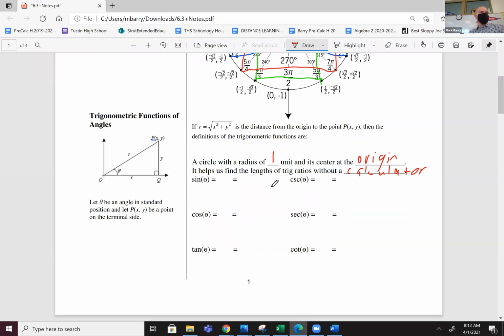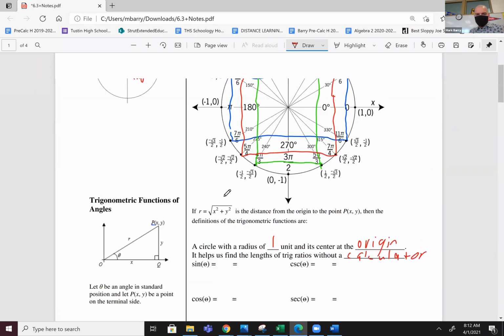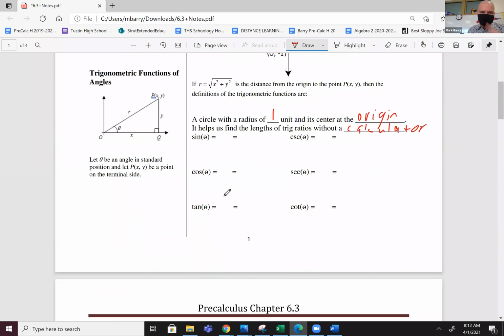Okay, so how are we going to do this without a calculator? Well, what we're going to do is sine of theta equals, and if I go back up to, actually, I'll do it on this picture as well. So we know the radius is always 1, right? And then we said this one was opposite, this one was adjacent, and then this one was the hypotenuse.